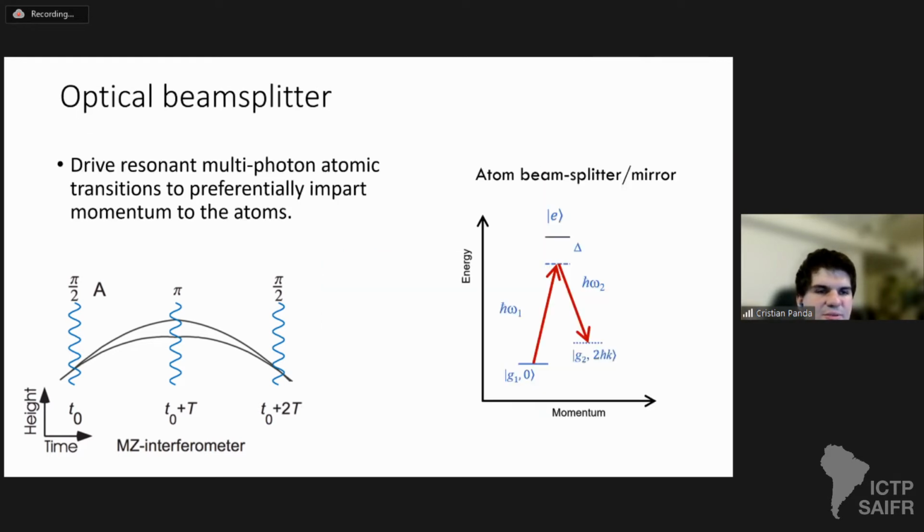It's possible to use light to diffract atoms because we drive resonant multiphoton atomic transitions.